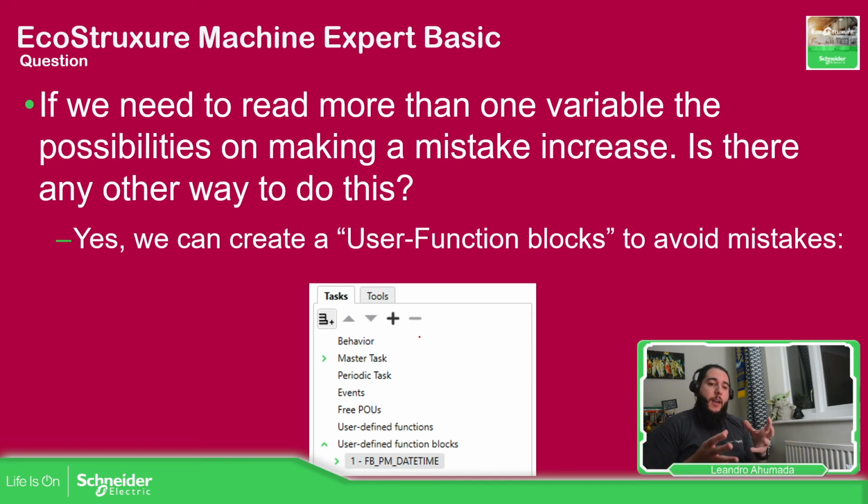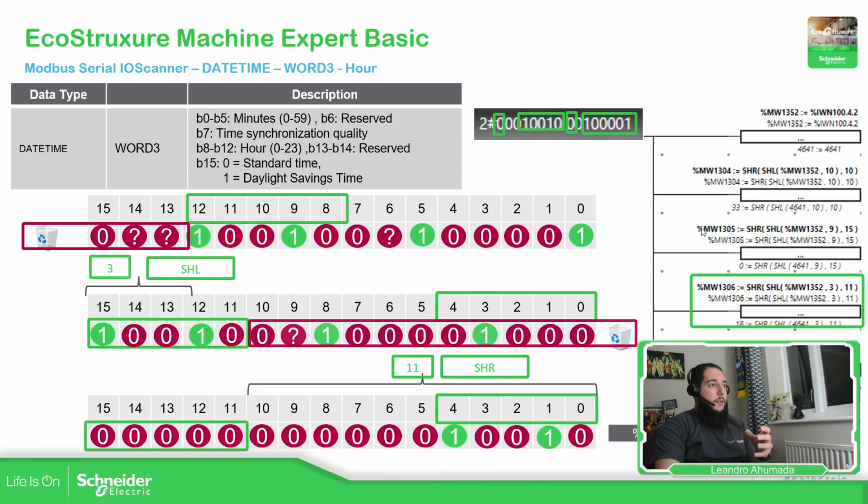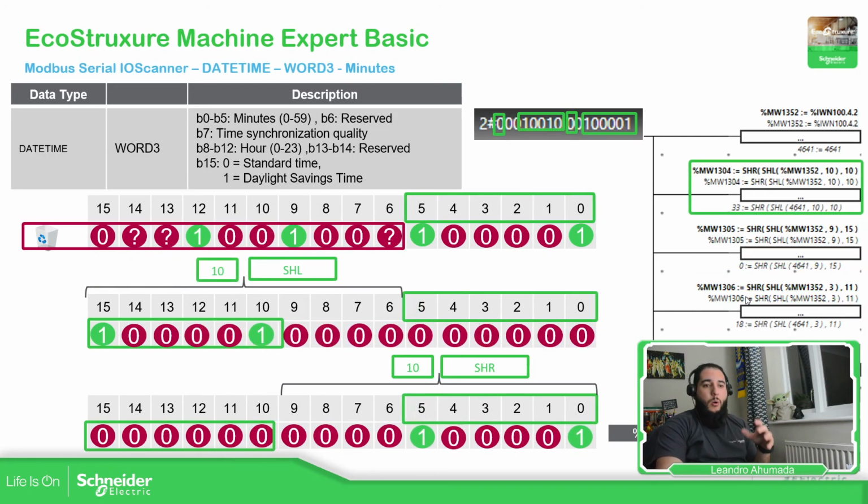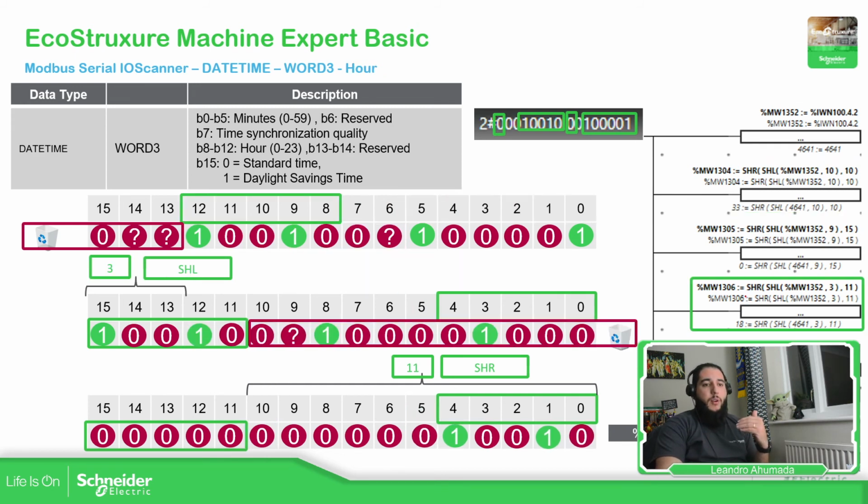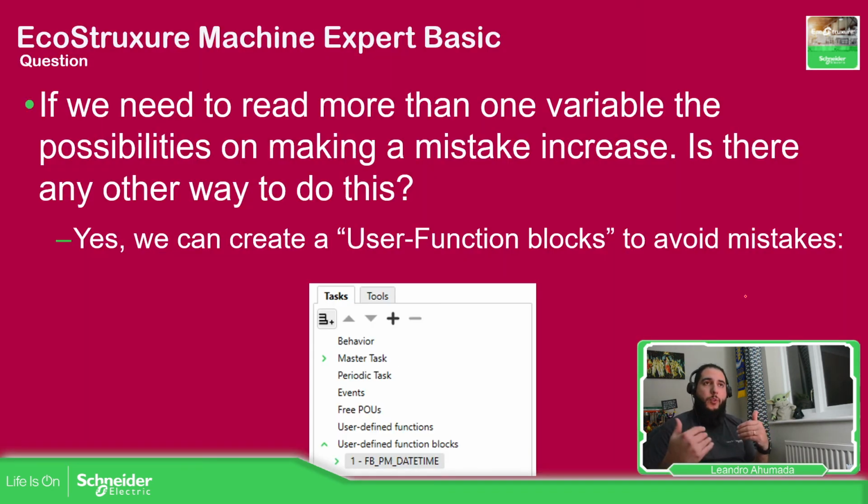So we can have a function block where we can define all the logic behind all the different words that they have, in order to easily replicate it in case I need to read more than one datetime variable. That is the idea of the function block.